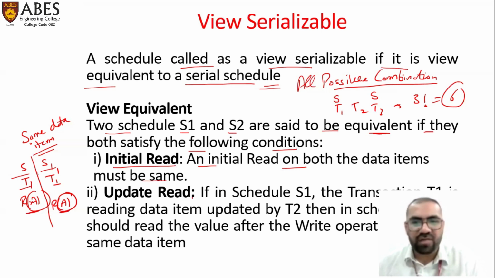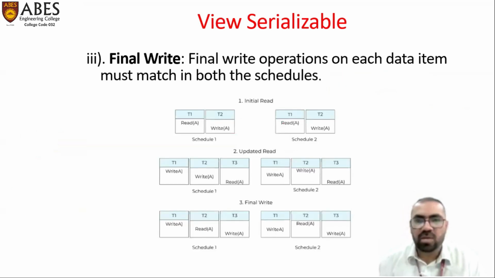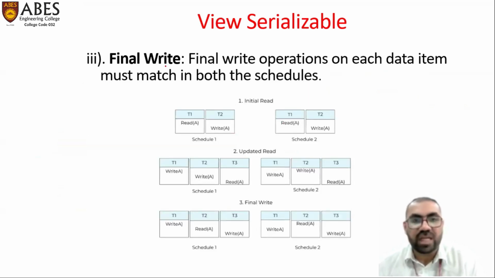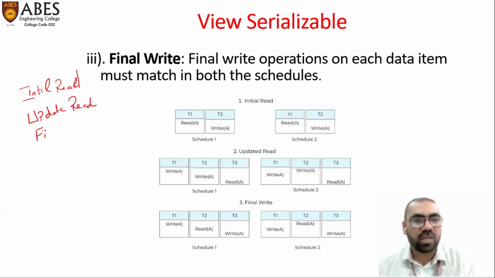Now, what is an update read? If in schedule S1 the transaction T1 reads the value written by T2, then in schedule S2, T1 should also read the value of the T2 write operation on the same data item. Let us see the final one. The final write says that the last write should be the same. So we have initial read, we have update read, and we have the final write.